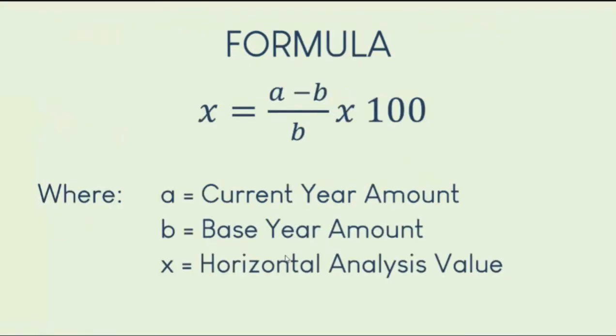The formula is X = (A - B) / B × 100, where A is the current year amount, B is the base year amount, and X is the horizontal analysis value. So we multiply it by 100 so that we would get a percentage value.